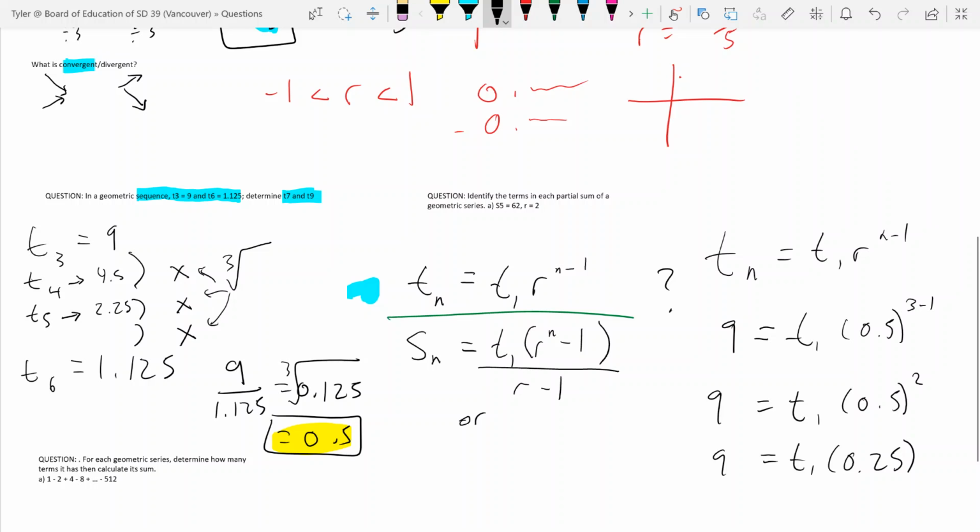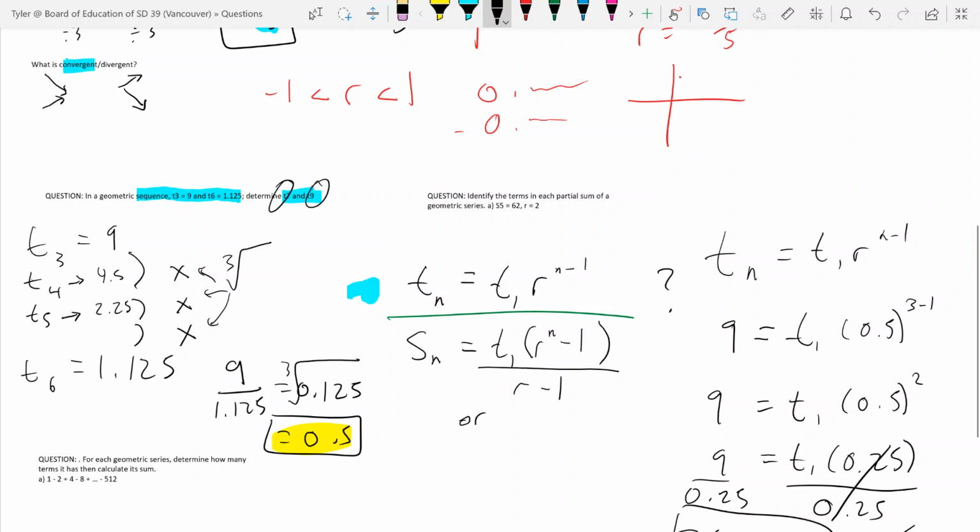Okay. Now I'm going to divide both sides by 0.25. Okay. I get T1 is equal to... Sorry, 36, which makes sense because it should be a bigger number getting smaller every time. So I found my T1 now. Awesome. Go back to the question. What did it ask me to find?